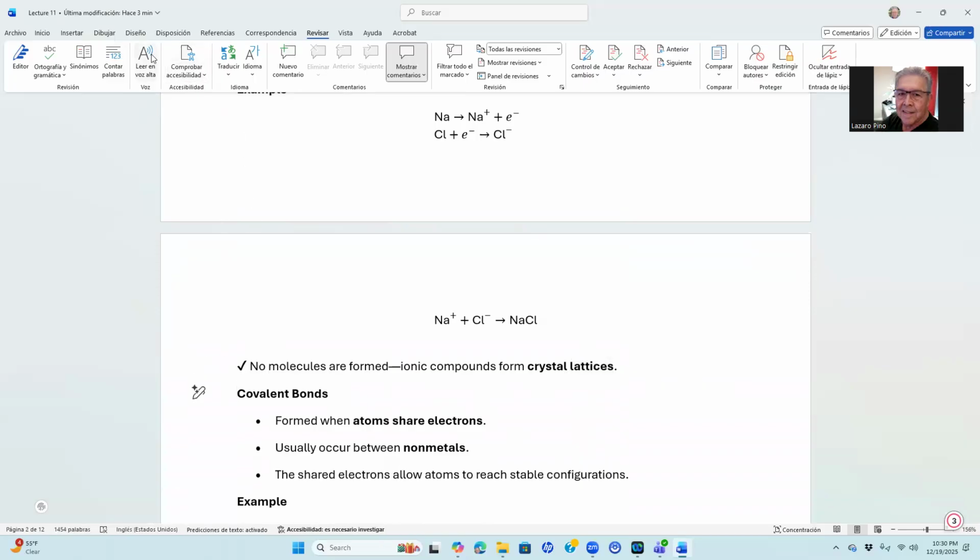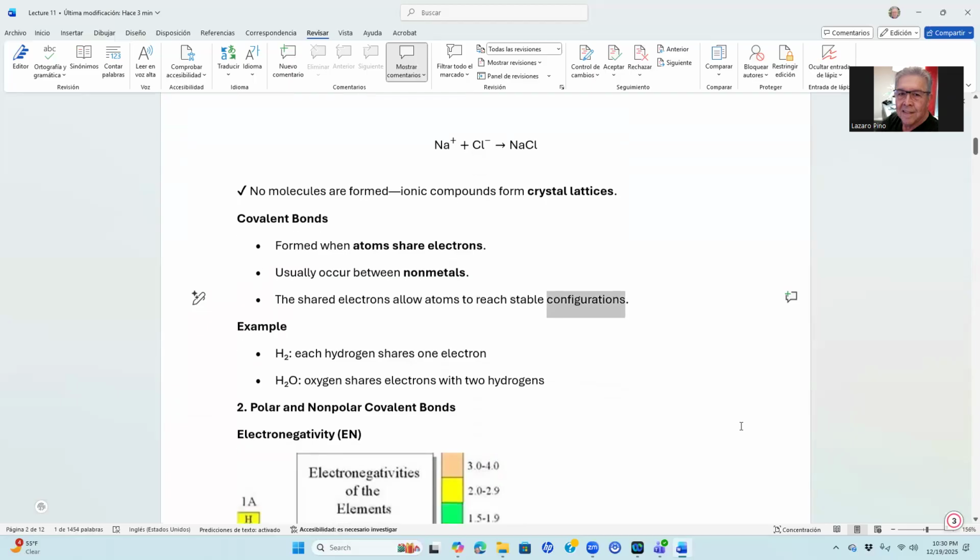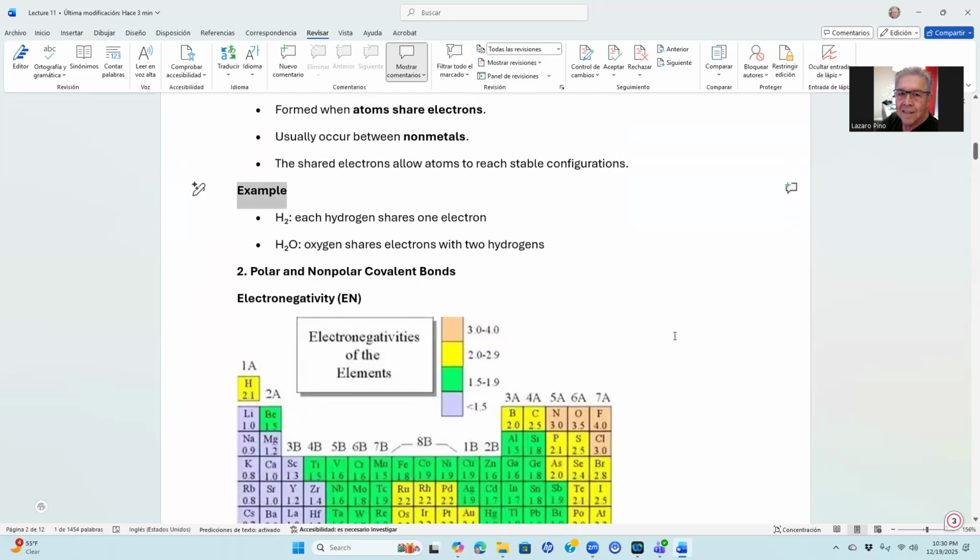What about the covalent bonds? Covalent bonds. Formed when atoms share electrons. Usually occur between nonmetals. The shared electrons allow atoms to reach stable configurations. Example. H2, each hydrogen shares one electron. H2O, oxygen shares electrons with two hydrogens. 2. Polar and nonpolar covalent bonds.